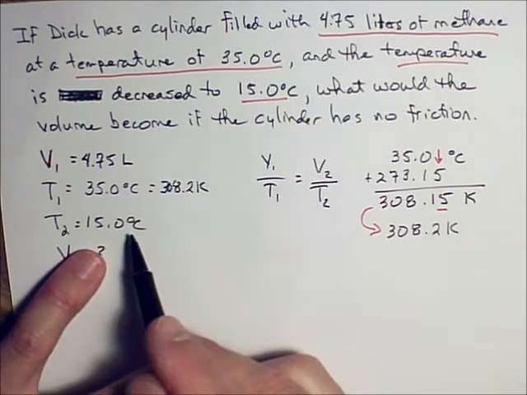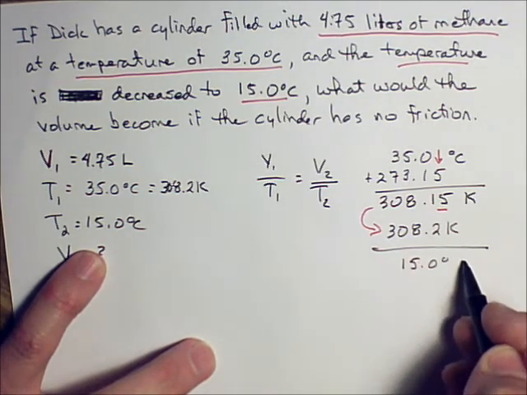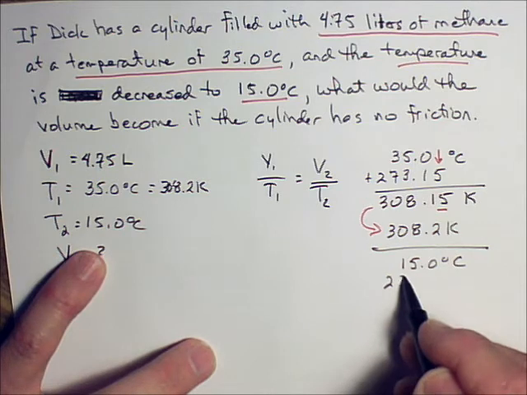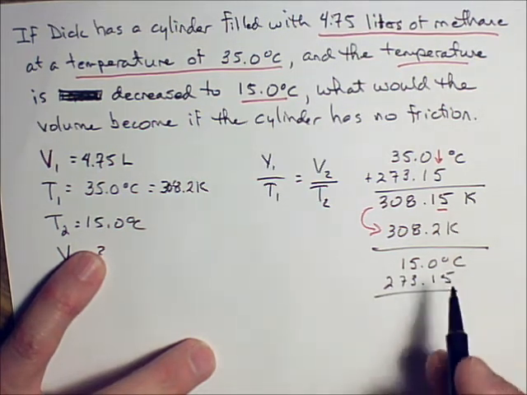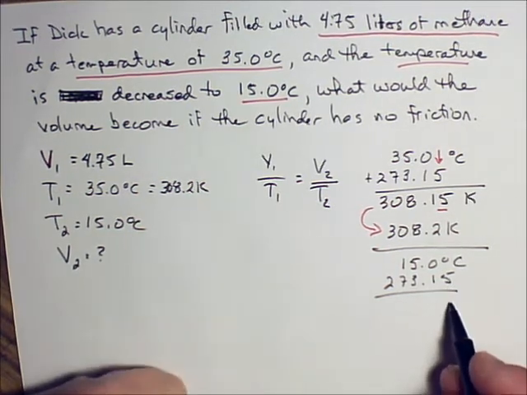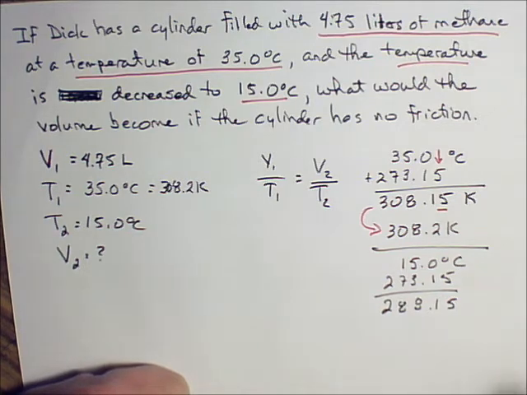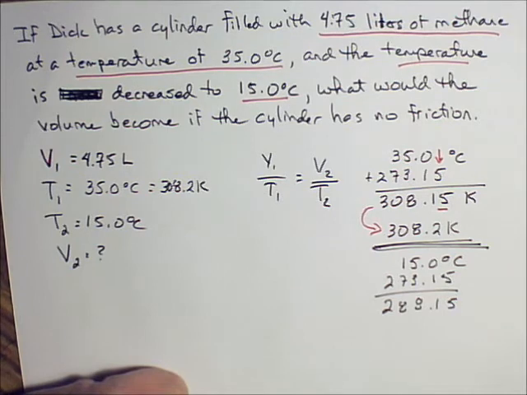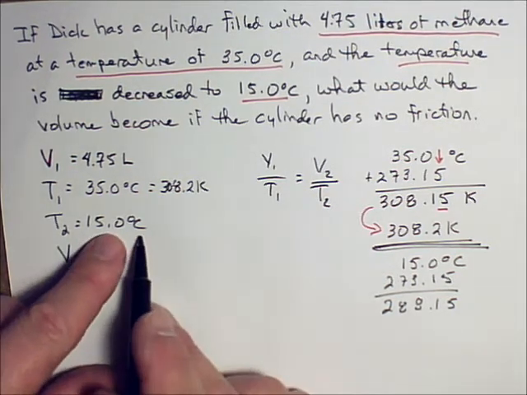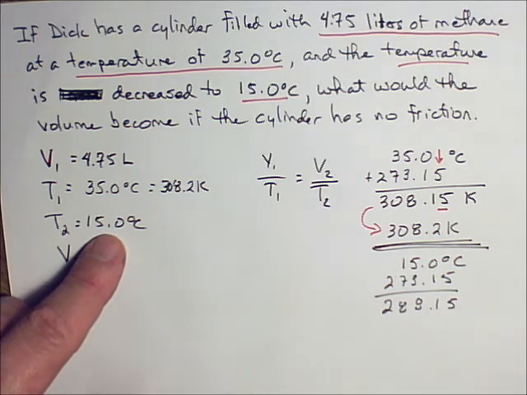But we still have to change this one. This one also has to be changed. So that's 15 degrees C, and we add 273.15 to that. We have to convert this to Kelvin as well. We can't use any temperatures in degrees C for gas law problems.